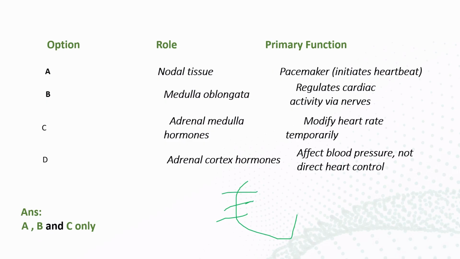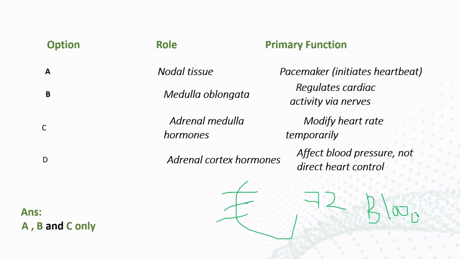Okay, and the adrenal medulla hormones which are released will modify the heart rate. Normally we know that it is 72 bpm, right? So it will modify the heart rate according to the blood flow. Whereas the adrenal cortex hormones will affect the blood pressure, not direct control. Both of them are responsible for the regulation, but these three are mainly responsible for the cardiac cycle.